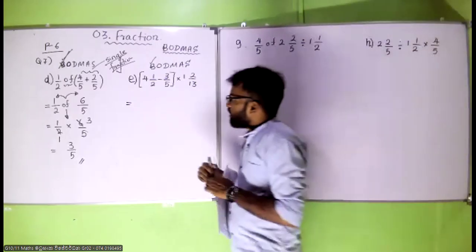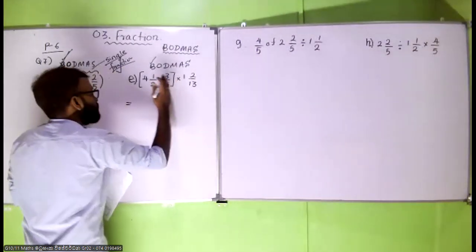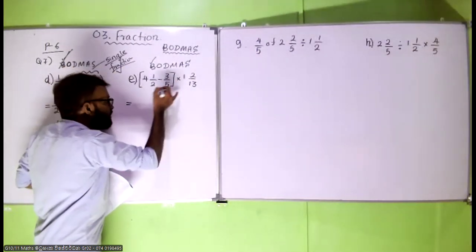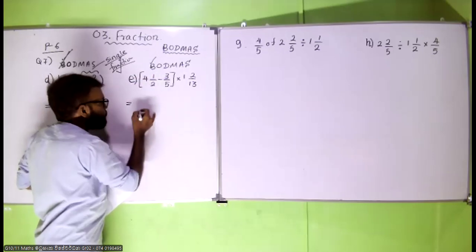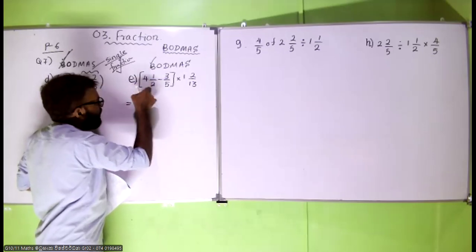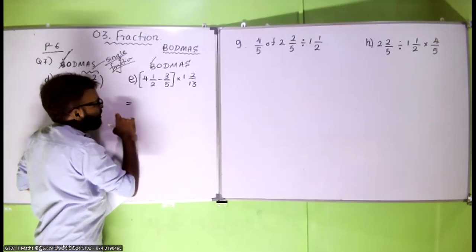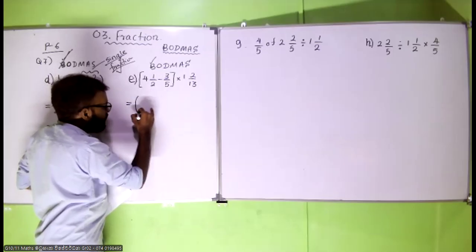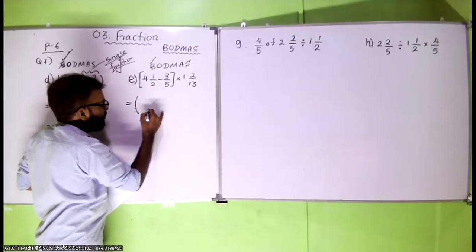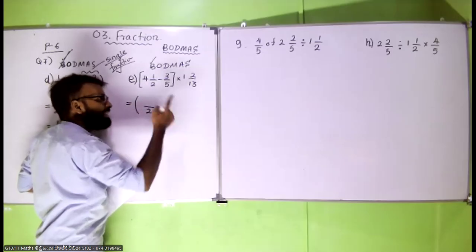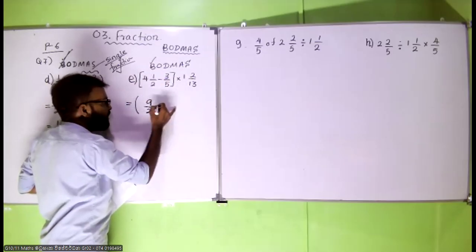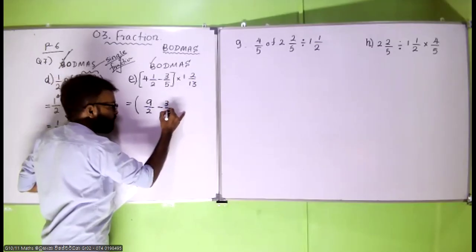Right. So here I have a bracket. I am going to first pick these brackets. This is a mixed number, and I am converting it into an improper fraction. 2 times 4, 8. 8 plus 1, 9. So 9 upon 2 minus 3 upon 5.